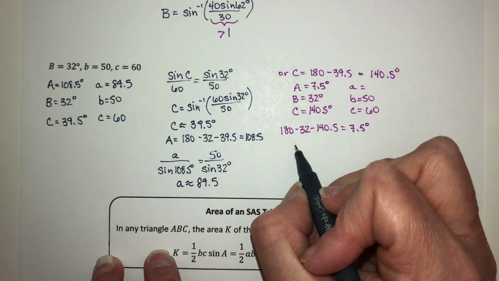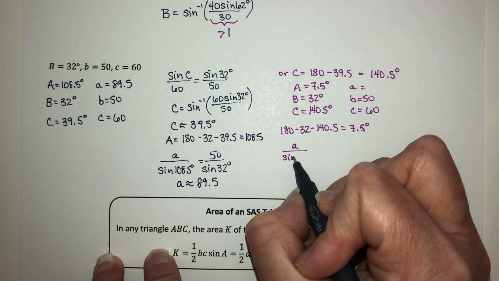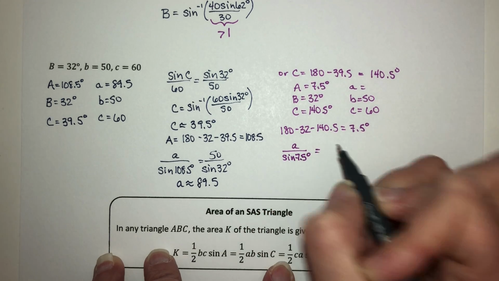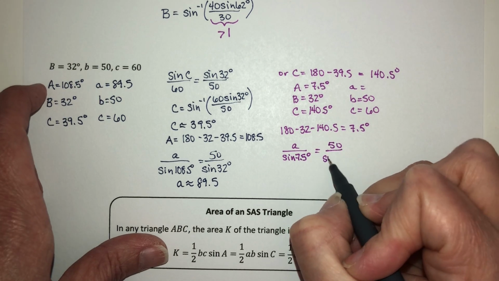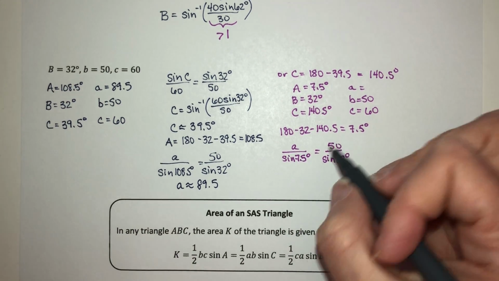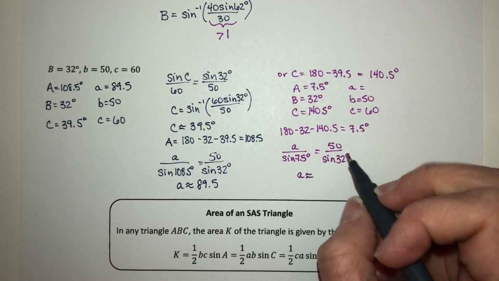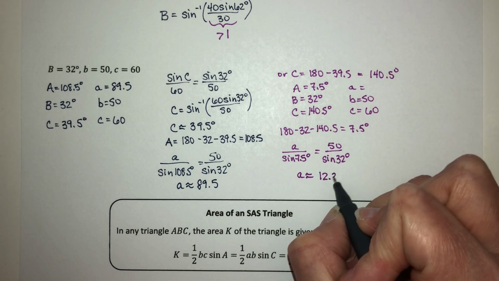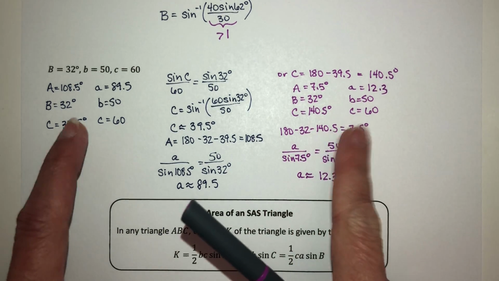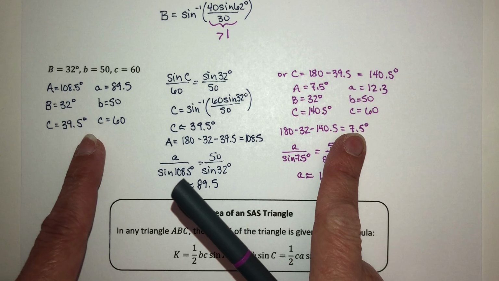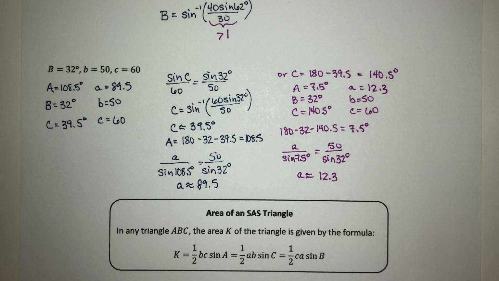Now to find length a, I have a over sine of 7.5, and that's going to equal 50 over sine of 32 degrees. Solve that for a, and you'll find that your a value is approximately 12.3. So in this case, since it gave us two triangles, we needed to solve for both of them. And as soon as we got two values for C, that meant we had two separate problems going on.